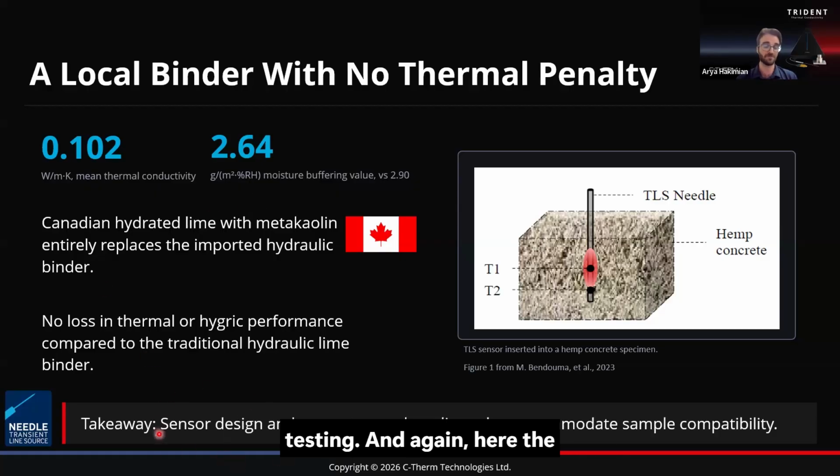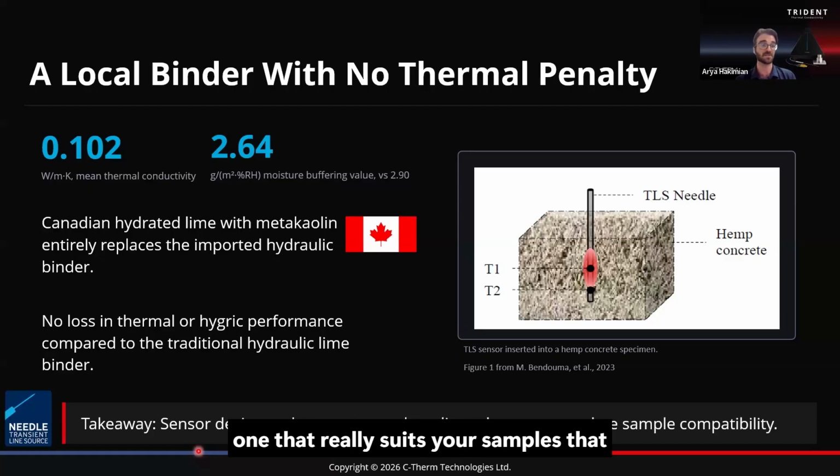And again here, with the TLS, the sensor design and the geometry, being able to pick one that really suits the samples you're dealing with, really provides you that maximum flexibility in being able to get the data that you need.